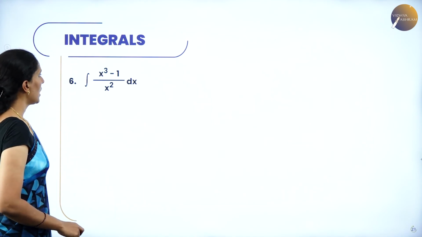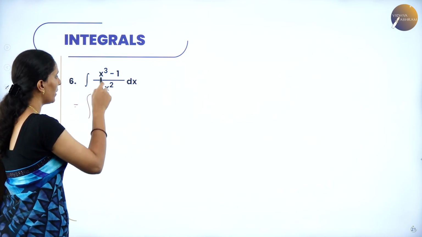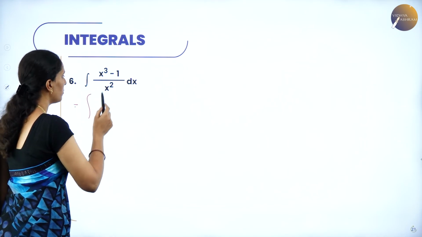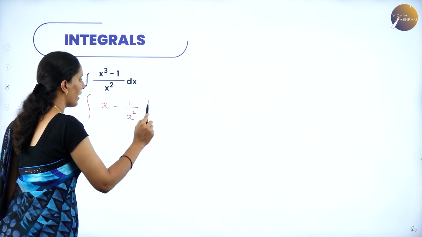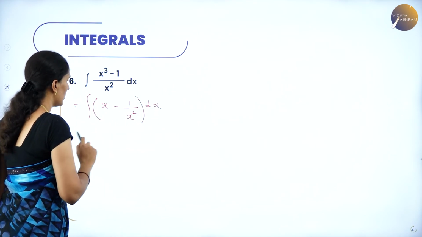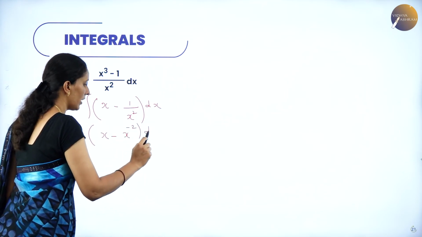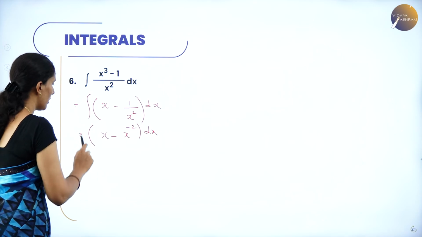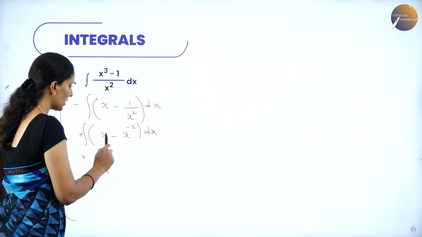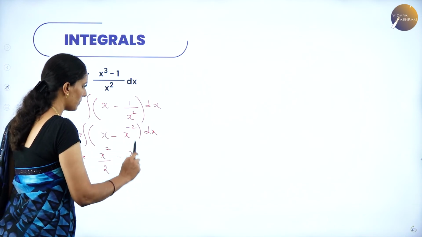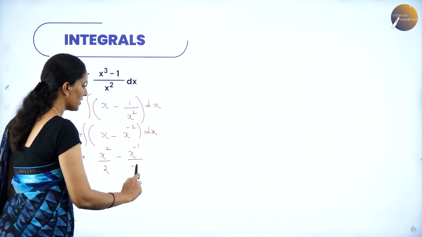Next, (x cube minus 1) by x square. So, first divide both the terms of the numerator by x square. x cube by x square is x, minus 1 divided by x square, dx. So, here I can write x minus x to the power minus 2 into dx. Now, the integral of x separately becomes x square by 2, because it is 1 plus 1. For x to the power minus 2, plus 1 is minus 1, divided by minus 2 plus 1, which is minus 1.